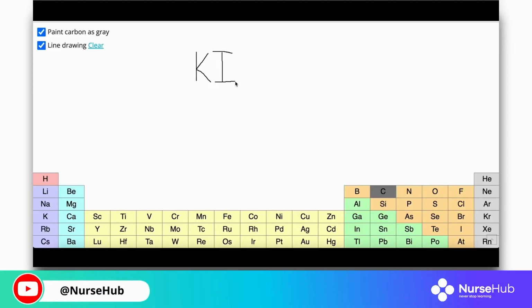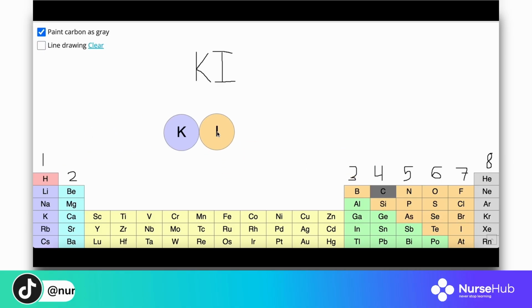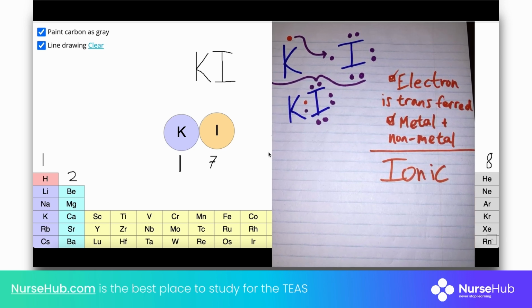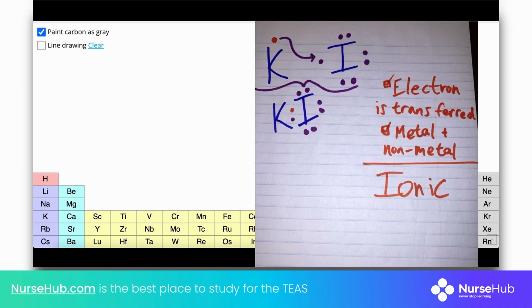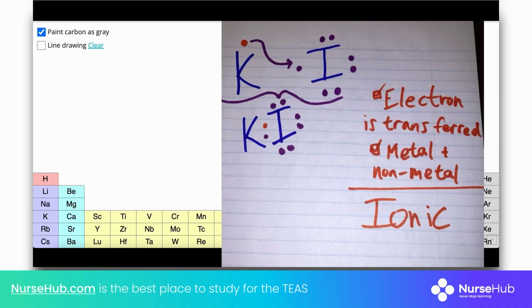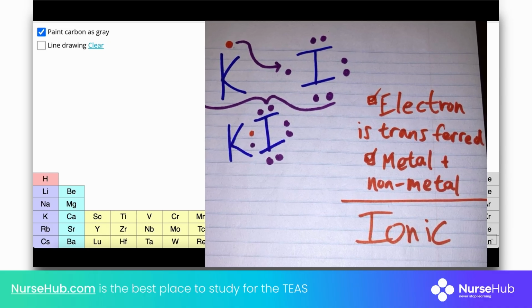Let's do some examples. Let's play a little game. Ionic or covalent? Potassium iodide is our first round. Is this ionic or covalent? All right, let's figure it out. First off, how do they bond? Well, we look and we see K only has 1 valence electron, and iodine has 7 valence electrons. So it'll be easier for K just to give that electron away and transfer it over to iodine. Also, K, potassium, is a metal and iodine is a nonmetal. So because of that, this would be an ionic bond.